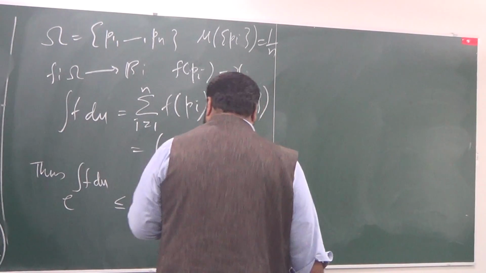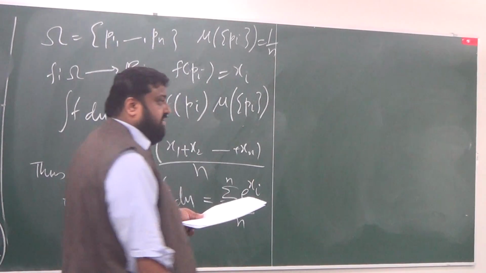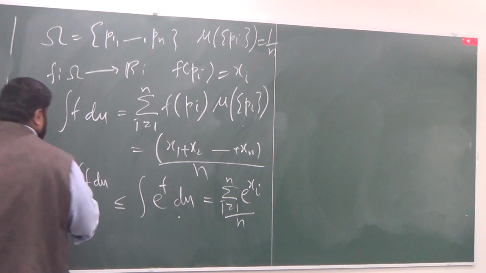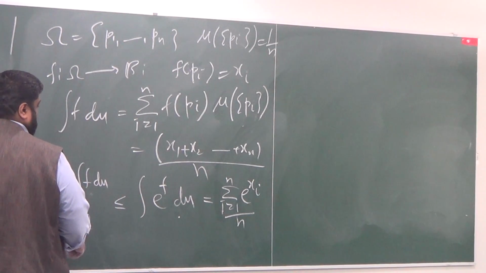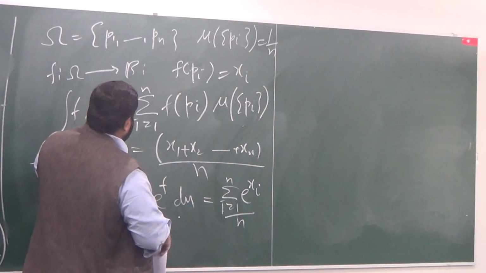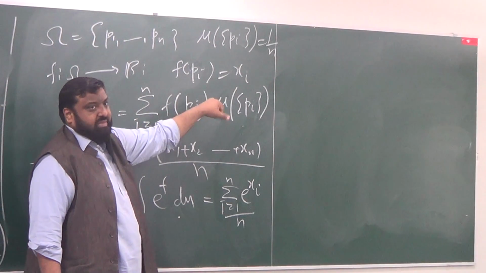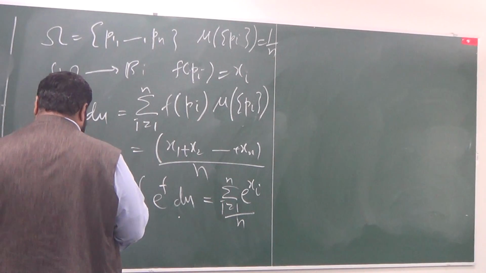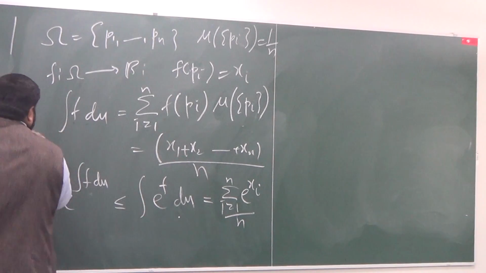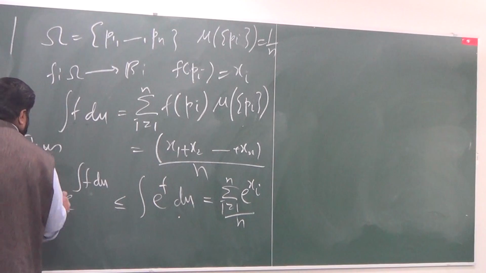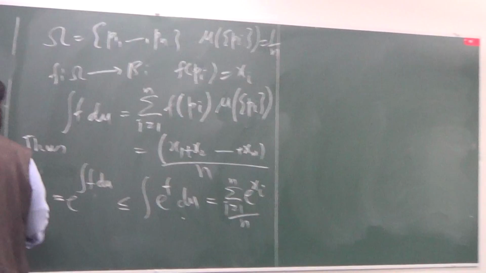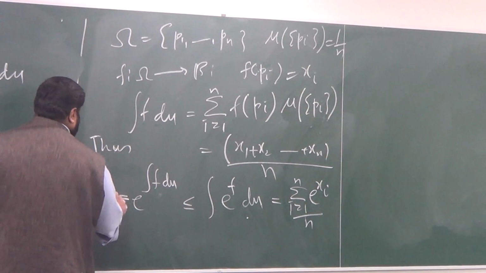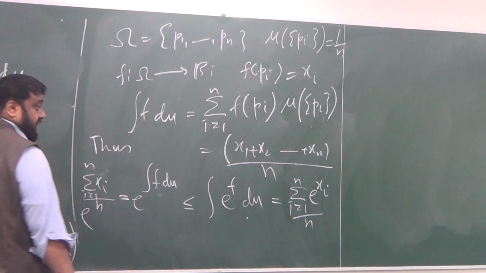Alright, can I say this? In other words, if you are integrating f d nu, it is basically f of x_i multiplied by the probability, so you can do precisely the same thing here. By the way, on this side, what is this integral equal to? It is equal to e to the power of the sum of x_i, i equals 1 to n, divided by n.